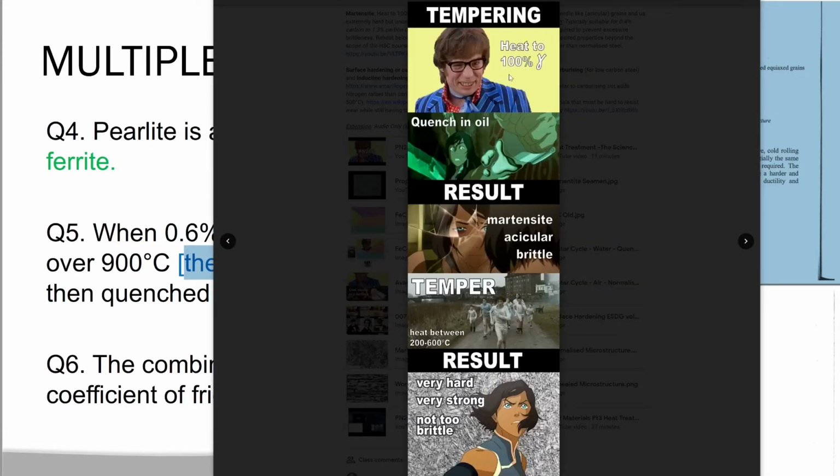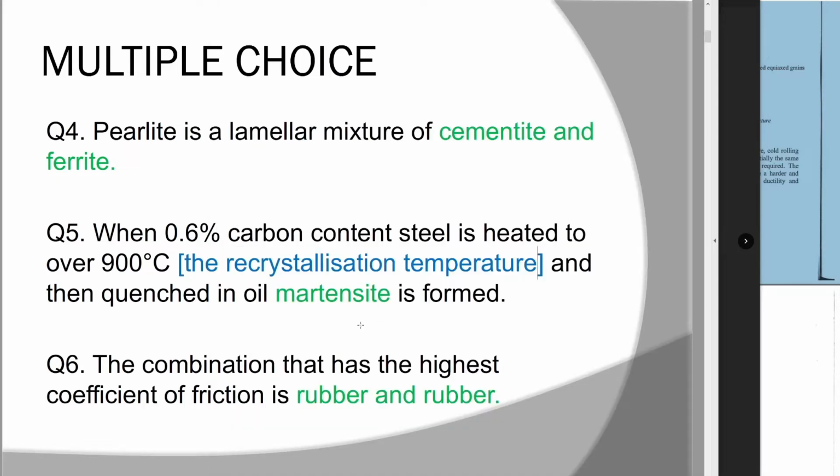So we're going to heat to austenite, or heat to 100% gamma steel. We're going to cool by quenching it rapidly in oil. We're going to get acicular martensite, which is brittle. Martensite looks like this. When we draw it, we just draw it like lines, just to show needle-like. Acicular means needle-like. So martensite is what's formed.